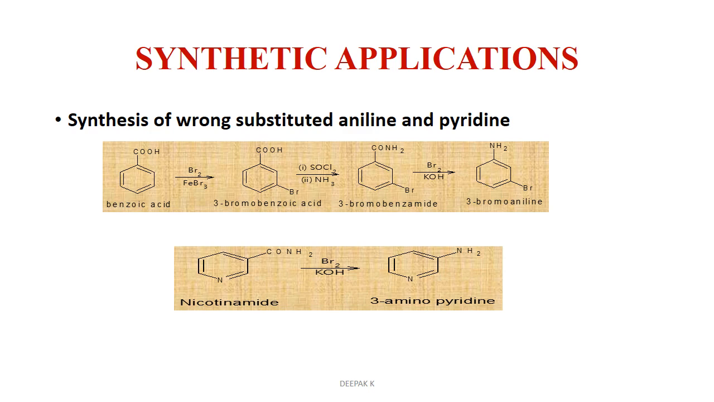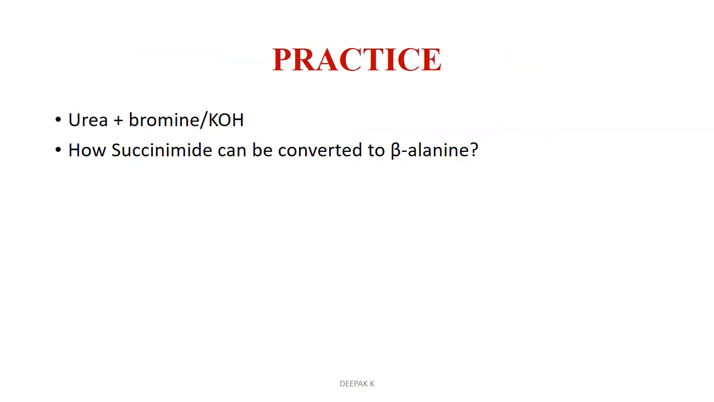And then look at this nicotinamide. In nicotinamide, we all know the nucleophile will approach the fourth position, the para position. Okay, so if you are treating with bromine and alkali, what are you getting? 3-aminopyridine. Okay, now you have two questions to practice. Urea plus bromine, and how can succinamide be converted to beta-alanine? If you know the real mechanism, you can surely do it. All the best, students.